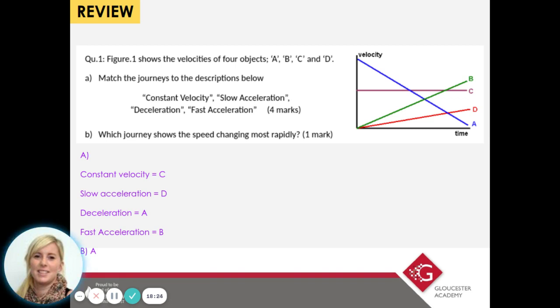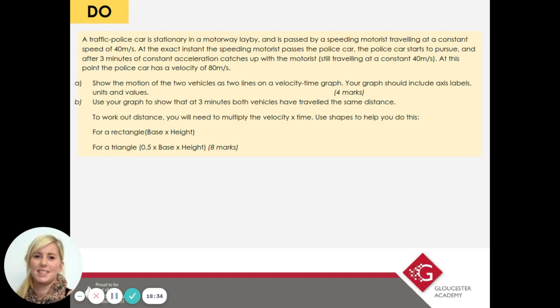But it's not, because A is actually steeper, it's just going down. So it's got the most rapid change in speed. Okay, thank you, sorry. Right then, next task, and time to do some drawing here.